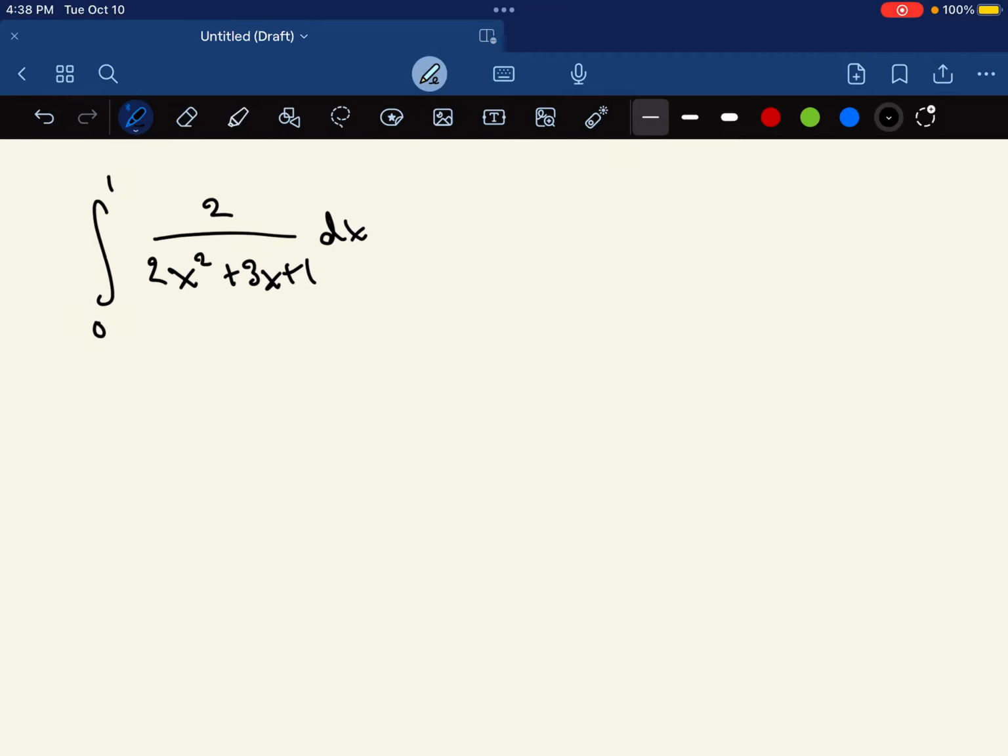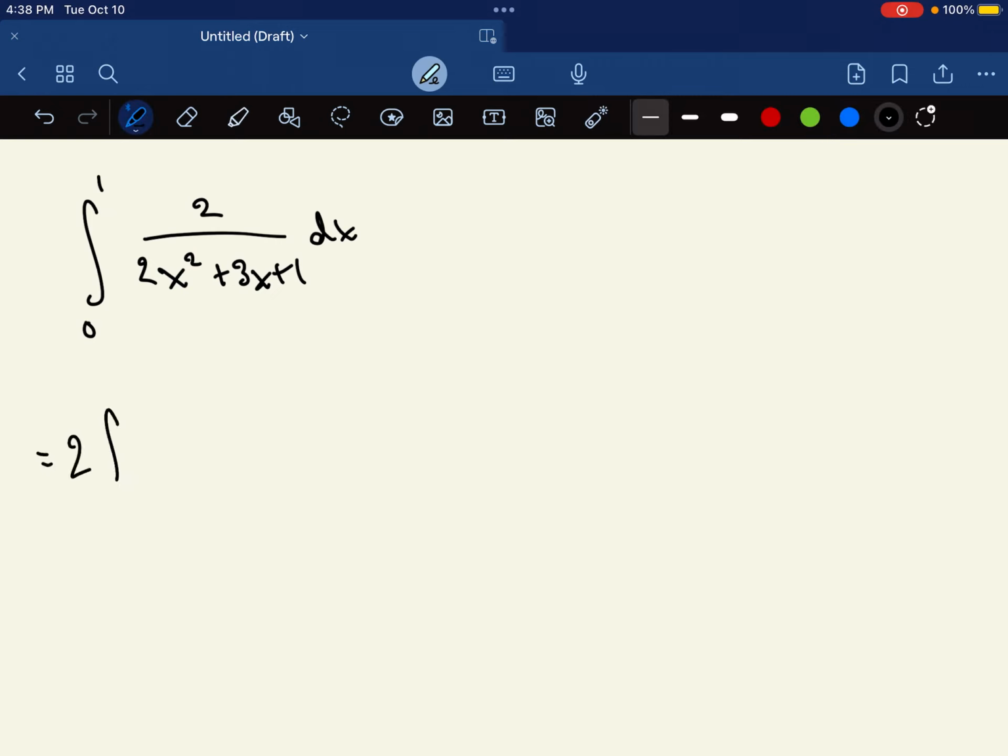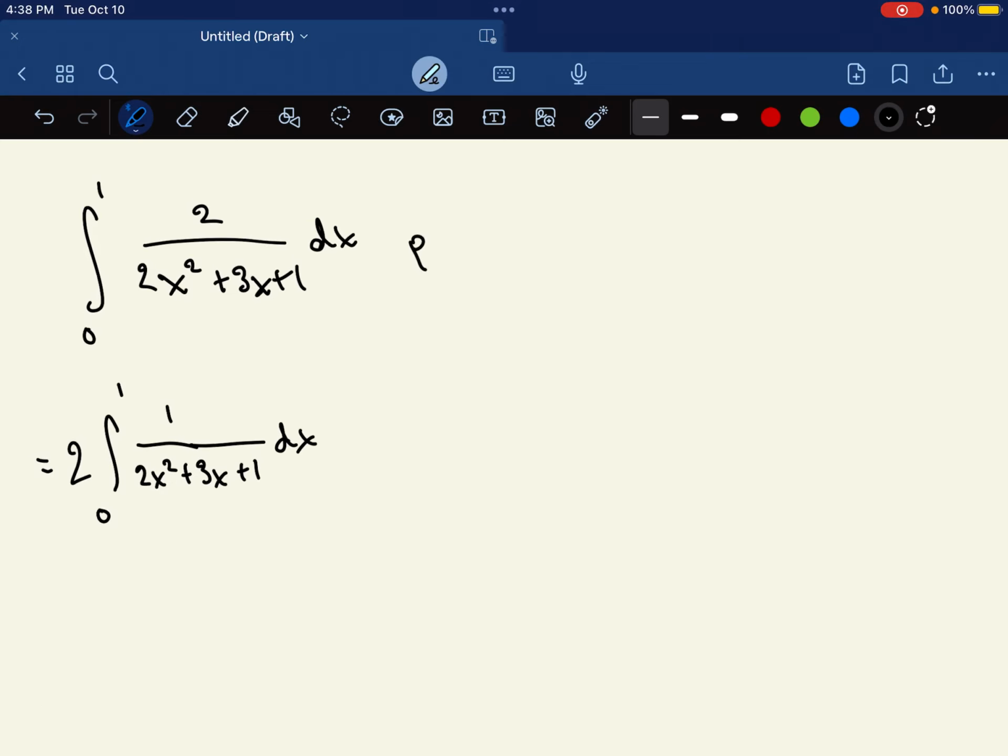Alright, the first thing we're going to want to do is check if this is a proper fraction, which it is, because the power of the bottom is greater than the power on top. So now I'm just going to take that 2 out from the numerator. Oh, we've got to say this is proper.